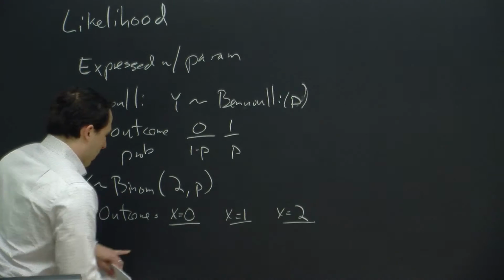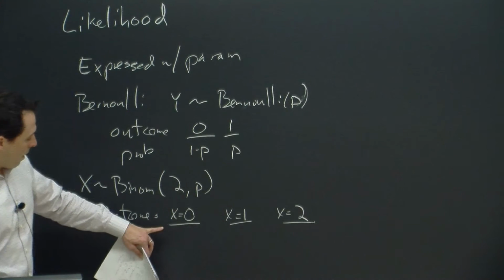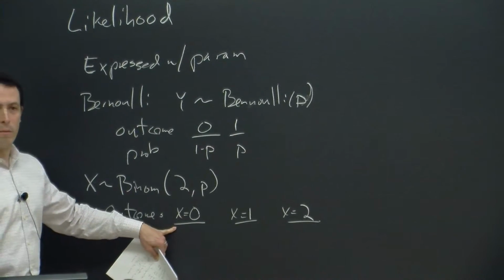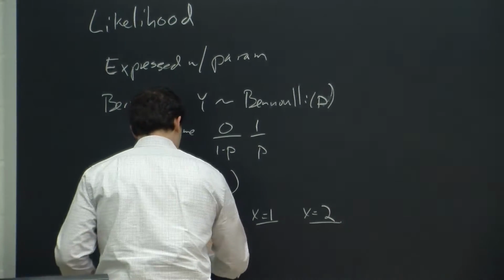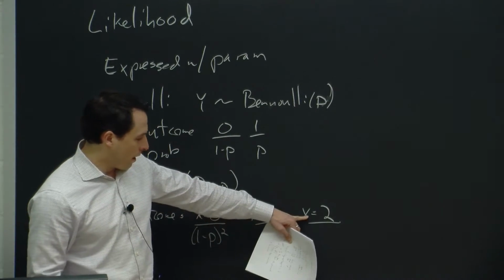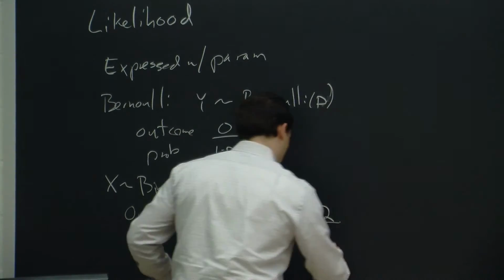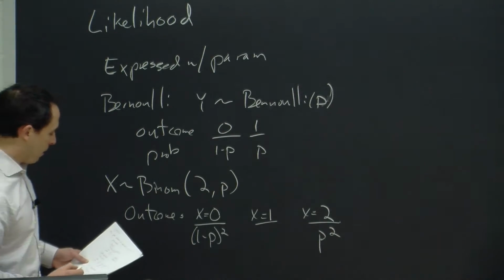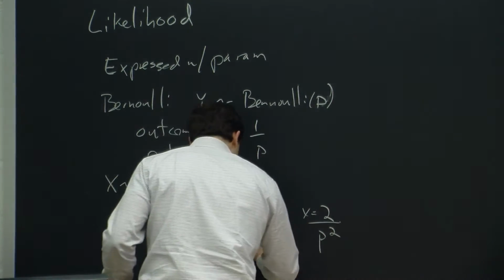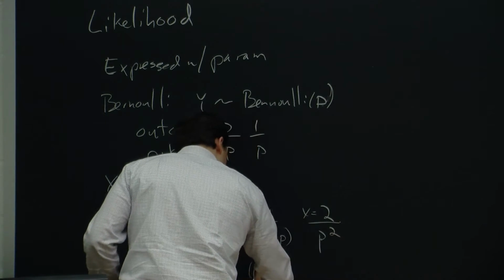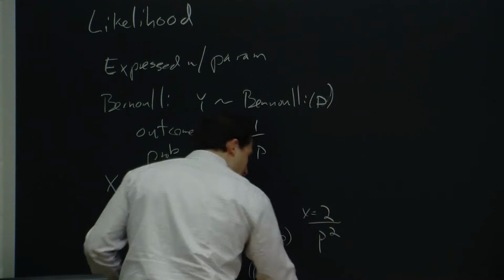And they have probability. Well, how can I get X equals 0? I have to miss both times, so that's (1 minus p) squared. To hit twice, I have to hit twice, and that means it's p squared. And then when X equals 1, either I can hit and then miss, or I can miss and then hit.